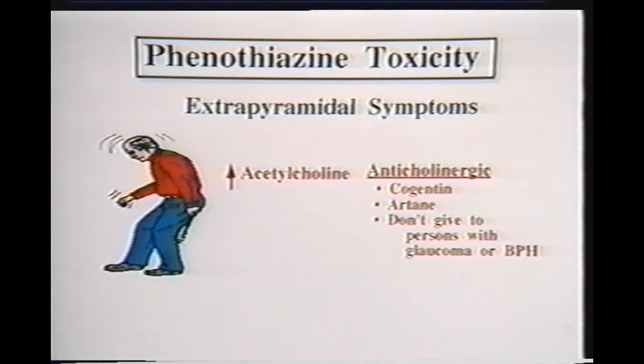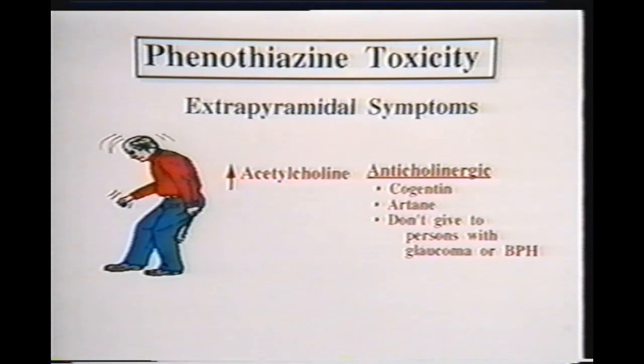Now, when we talk about phenothiazine toxicity, we will usually give the patients drugs like Cogentin or Artane, the anticholinergic agents, to treat the toxicity to phenothiazines. And they quite often ask on the exam about giving Cogentin or Artane to your schizophrenic patient who's starting to have Parkinsonian symptoms.